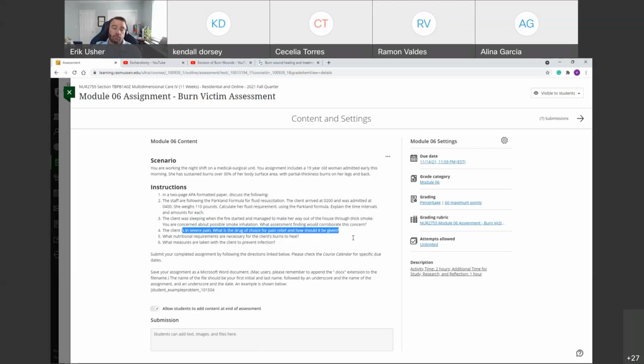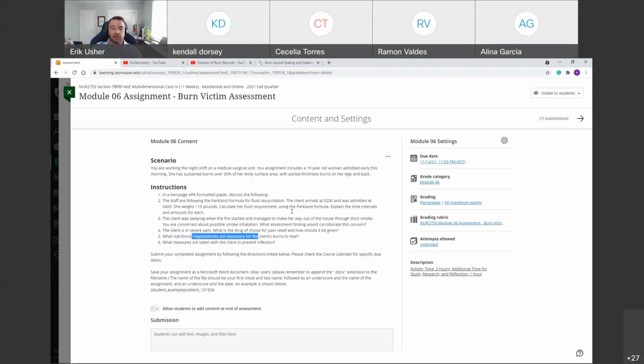Client is in severe pain. What are a couple of drugs of choice you're going to use and why, and how should they be given? The nutritional requirements necessary, and how are you going to prevent infection? Again, it's an APA paper, so anything that you insert here in text and it's fact, cite it with an in-text citation. Have to have a reference page, and it's easy to just section off these different headings, and then you can just give a blurb on there.